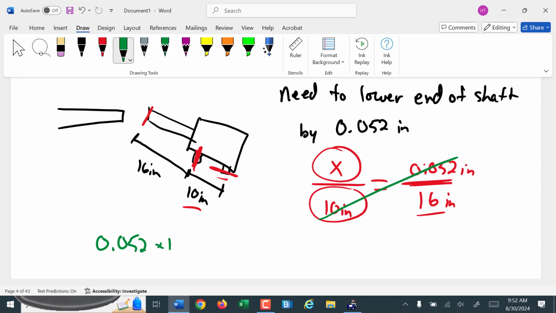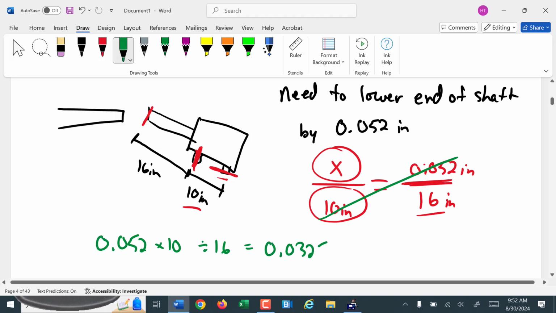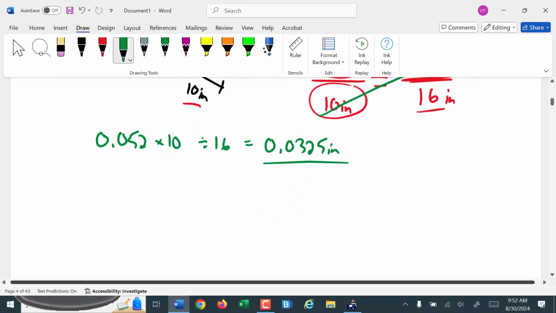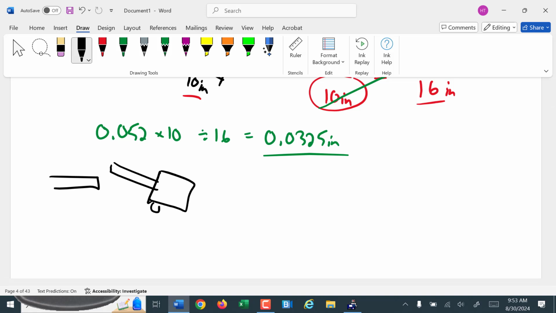So what numbers get multiplied here? So 0.052 times 10 divided by 16. This one's going to be ugly. Not so bad. 0.0325 inches.